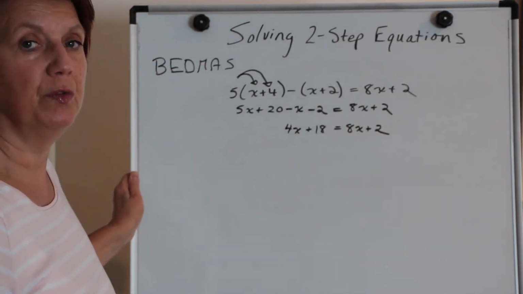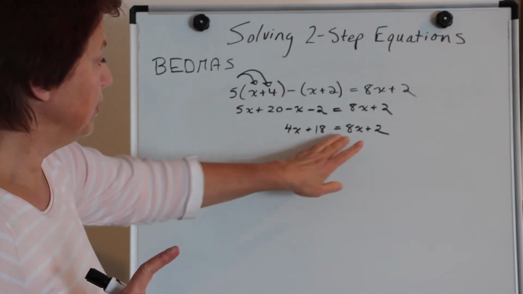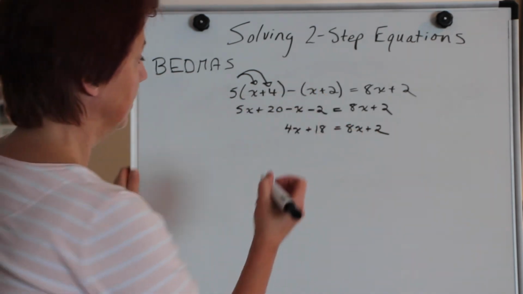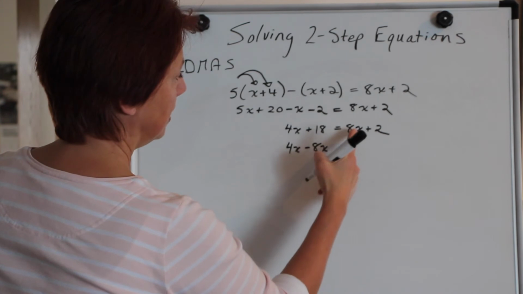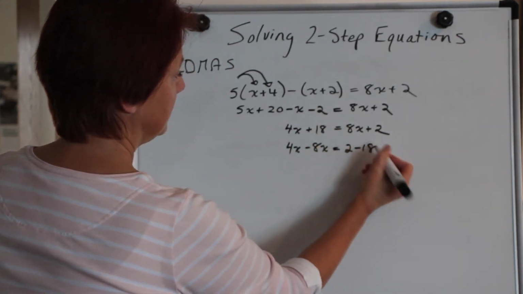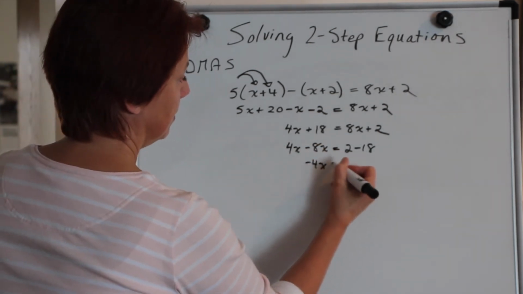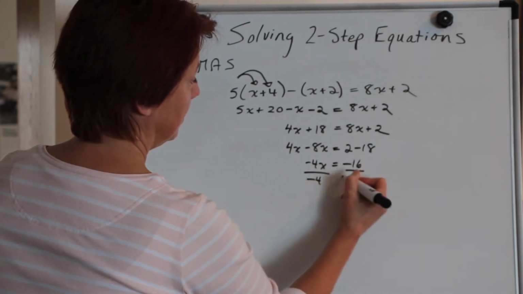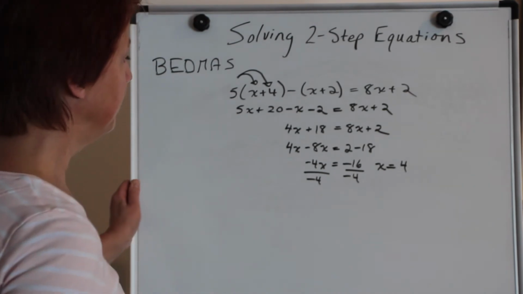Now we're going to move the terms where we want them. We want the variable terms on the left. We want the constant terms on the right. So we're going to write 4x minus 8x. The 8 was positive here, so it's negative here. And then 2 minus 18. We get negative 4x here. We get negative 16 here. We divide out the negative 4 from both sides, and we end up with positive 4.